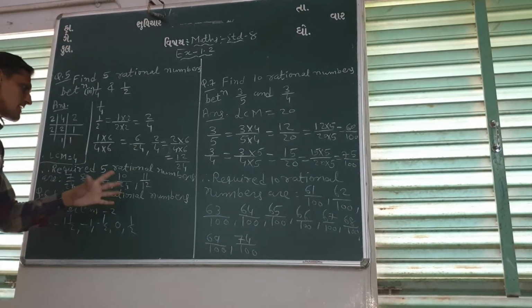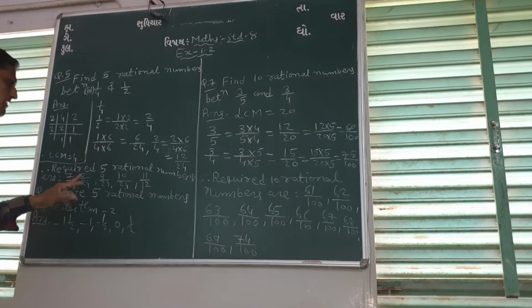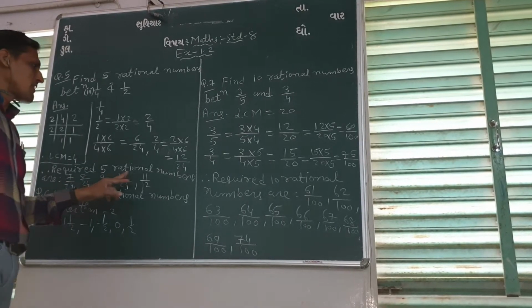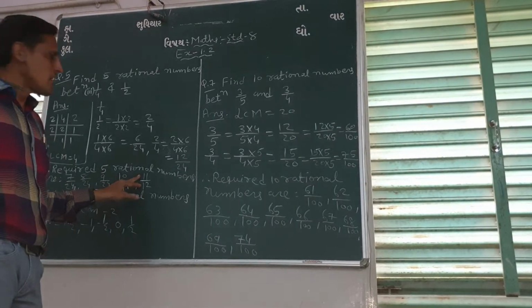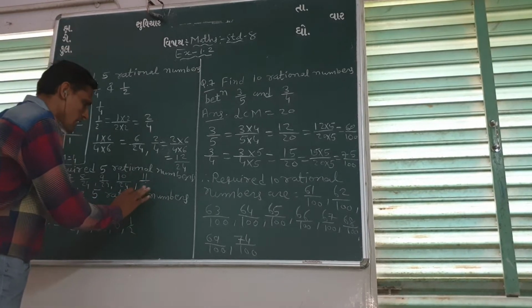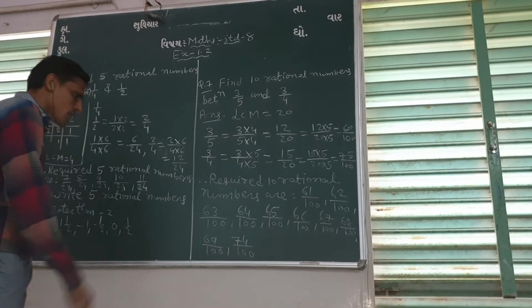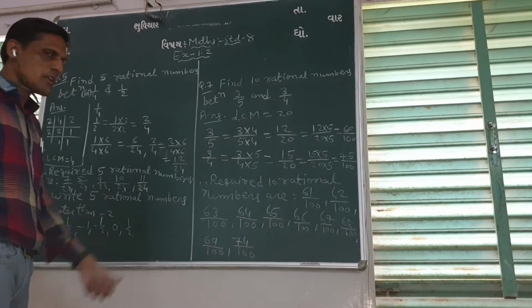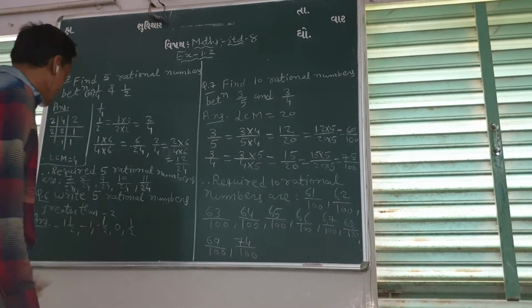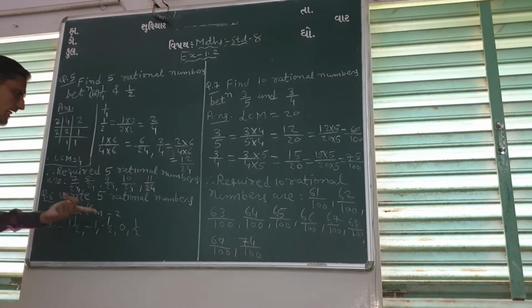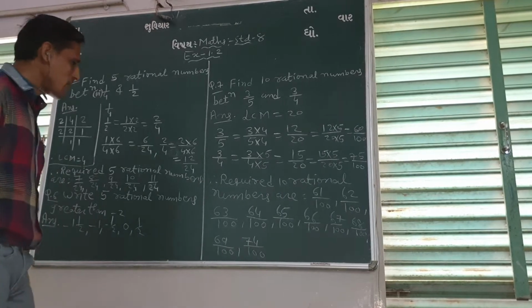So the required 5 rational numbers are 7 by 24, 8 by 24, 9 by 24, 10 by 24 and 11 by 24. This is not 12, it is 24. Okay, here it is 24. Okay, make the correction.